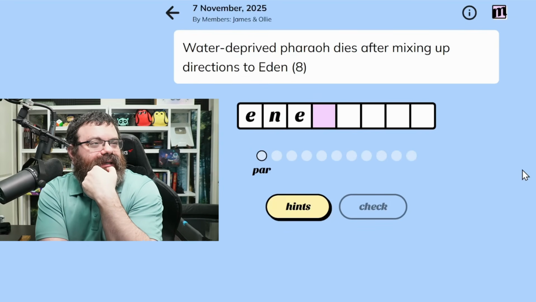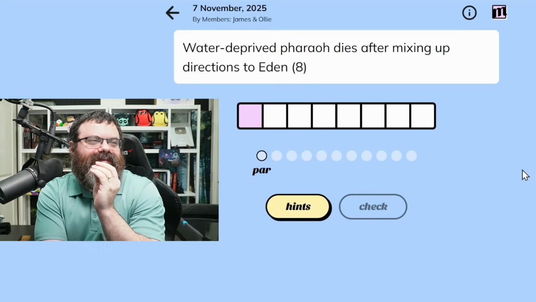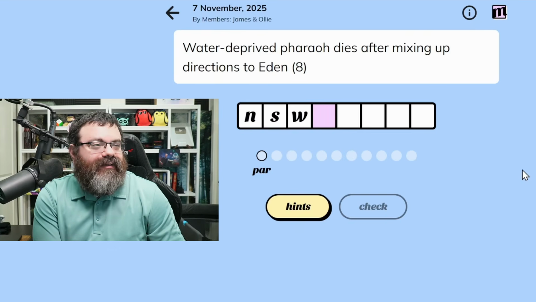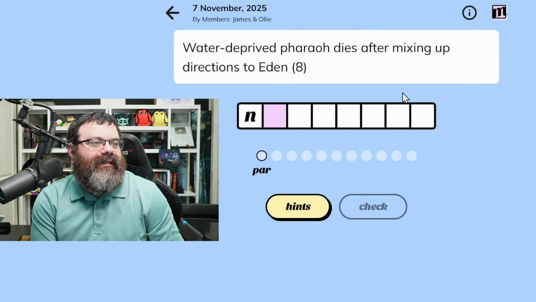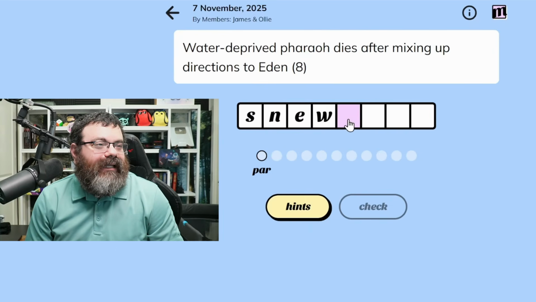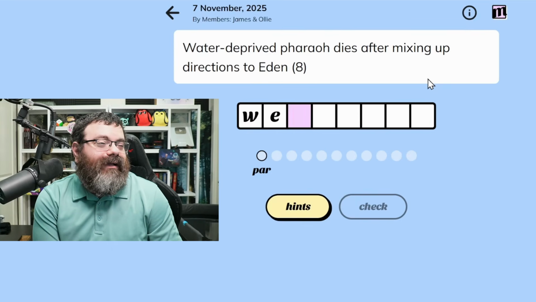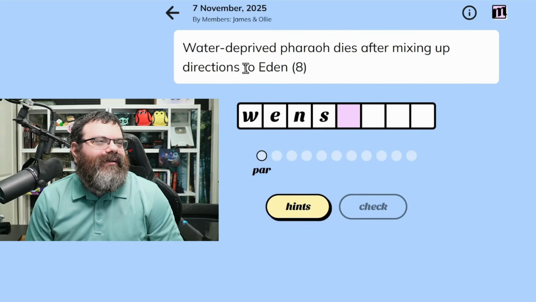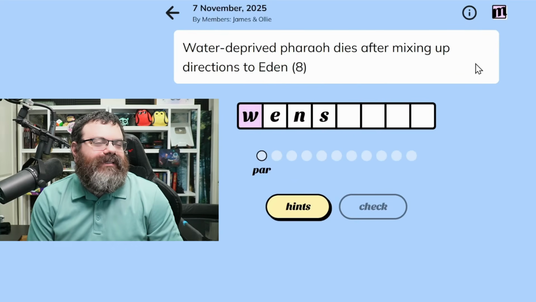Mixing up directions to Eden. It really feels like maybe Eden is... Because the other option is Eden's our definition. And then 2 is... Because the problem is, I feel like it would be directions of Eden, not to Eden. But we could do north, south, east, west, and we could mix that up at the start. So like SNEW or something. And then Eden would be our definition. Or it could be like Wens. Why am I saying Wednesday? It doesn't fit. Sorry. Wens or something. But Eden is like, I don't know, utopia. Or is it news? Mixing up directions to Eden.